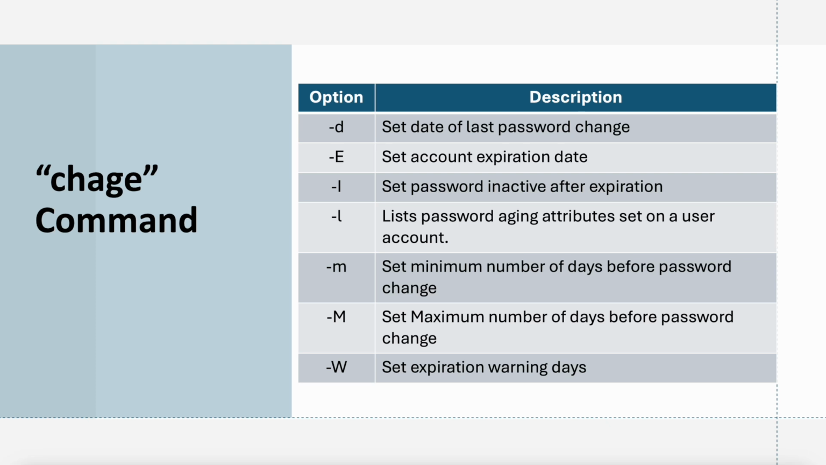Starting with -d, it is used to set the date of the last password change. -E to set the account expiry date. -I to set the password inactive date. -L to list the password aging attributes. -m to set the minimum number of days before password change, and -M for the maximum number of days. -W for the number of warning days.